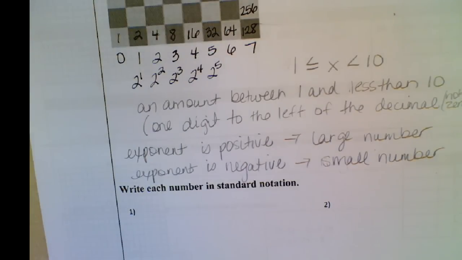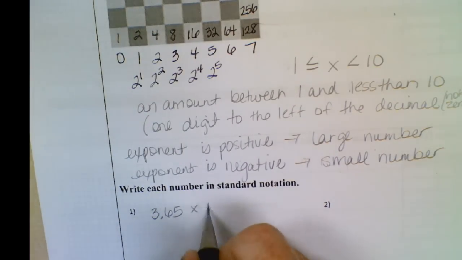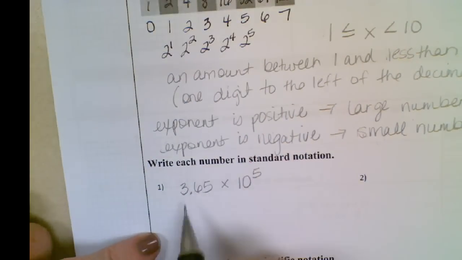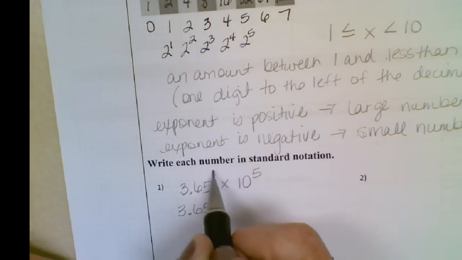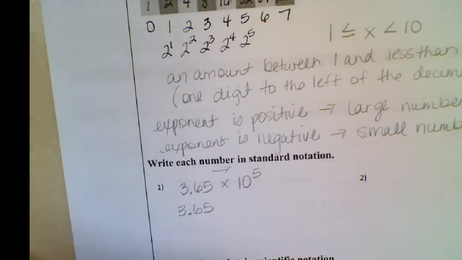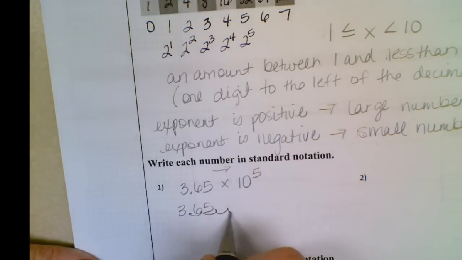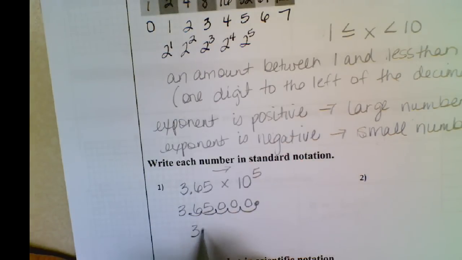Okay. So let's say we had 3.65 times 10 to the 5th. So that means I'm going to start at my 3.65, and if the exponent is positive, that decimal point is going to move to the right, because think about a number line: the positive is always to the right. You're going to move to the right 5 spaces. So 1, 2, 3, 4, 5. And your decimal point is now over here, so you actually have 365,000.